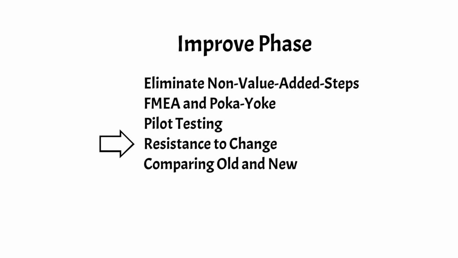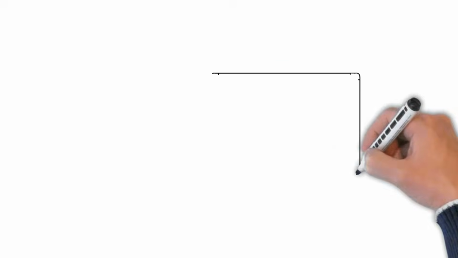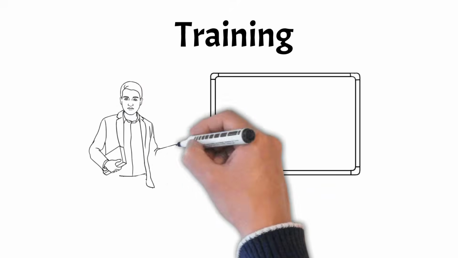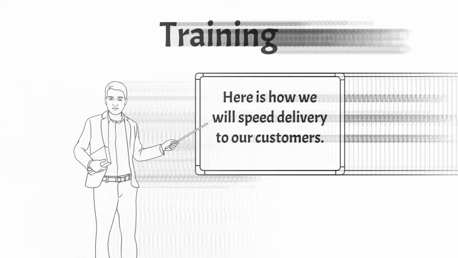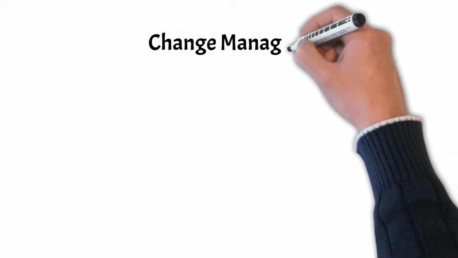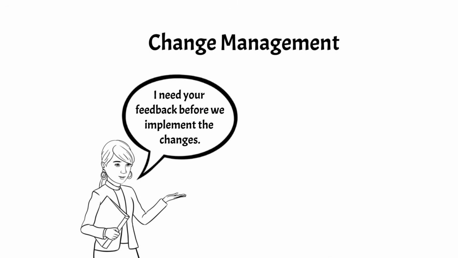Resistance to change. The improvement stage is often accompanied by training. It familiarizes those affected by the change to the new ways. At this point, resistance from those affected by the change often emerges. As a result, it helps when the team has some familiarity with the concepts of change management. Nonetheless, they must at least be sensitive to the reluctance of those affected by the change to adapt to new methods and procedures.